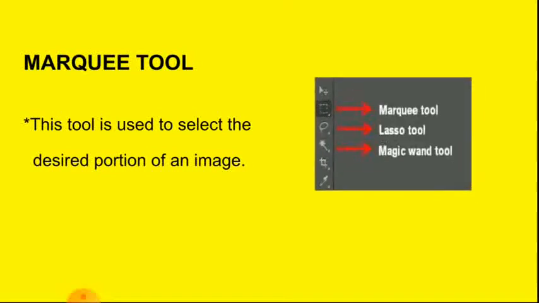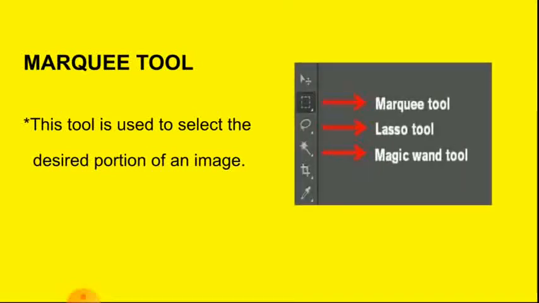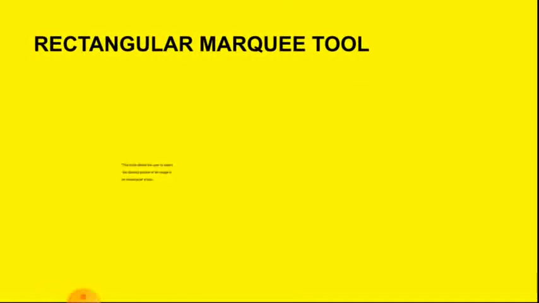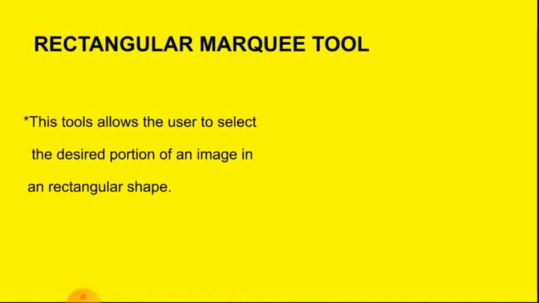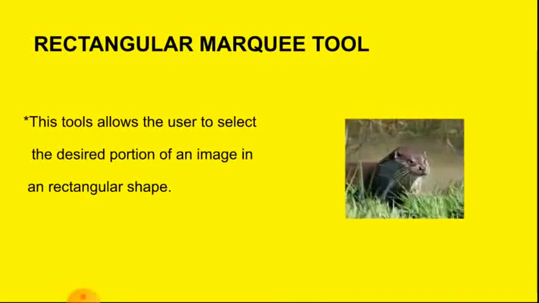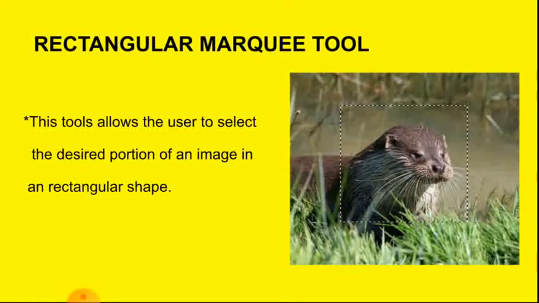This tool is used to select the desired portion of an image. Can you see the dotted triangle? That is the marquee tool. It is used to select the desired portion of an image. Rectangular marquee tool. This tool allows the user to select the desired portion of an image in a rectangular shape. Can you see the dotted rectangle? The face is highlighted with a dotted rectangle. It allows the user to select the desired portion of an image in a rectangular shape.